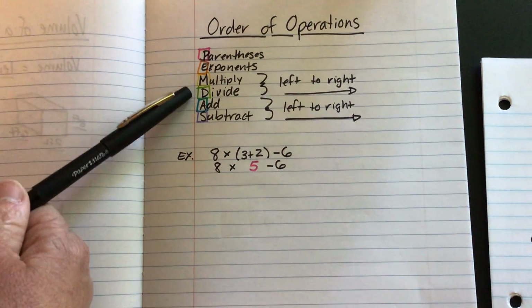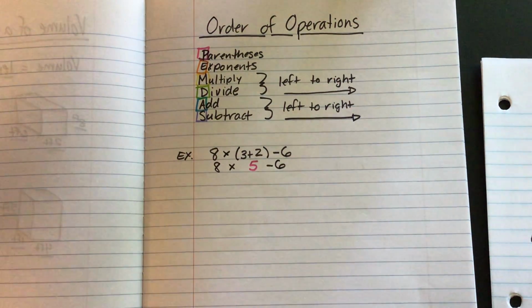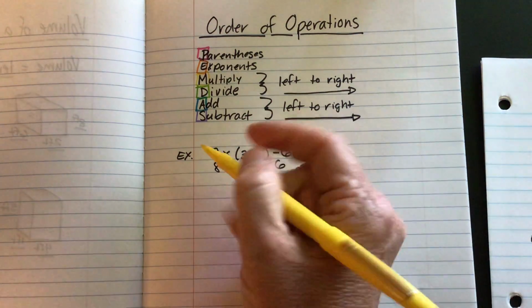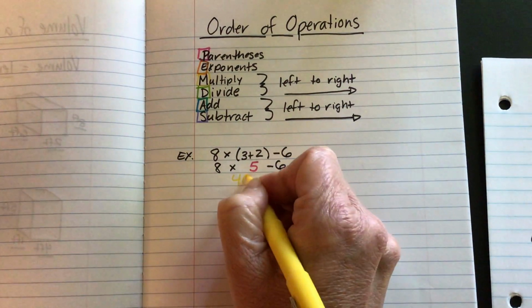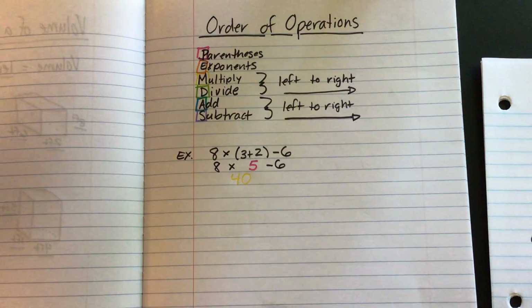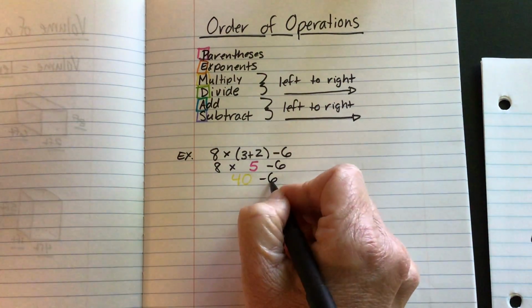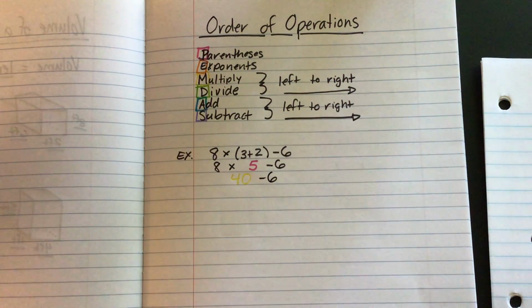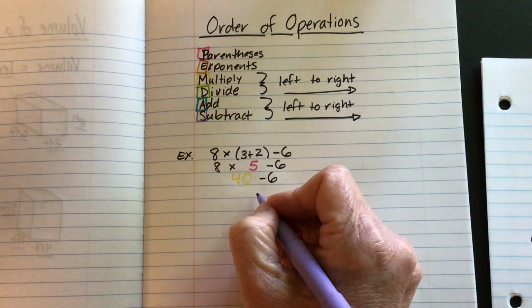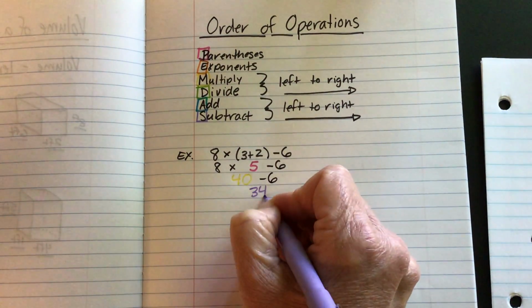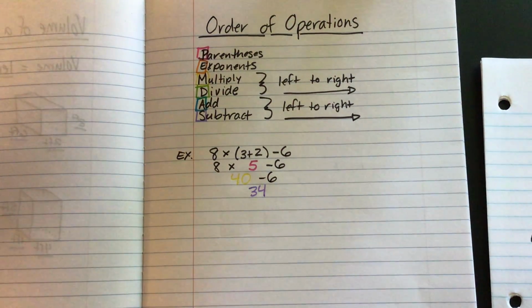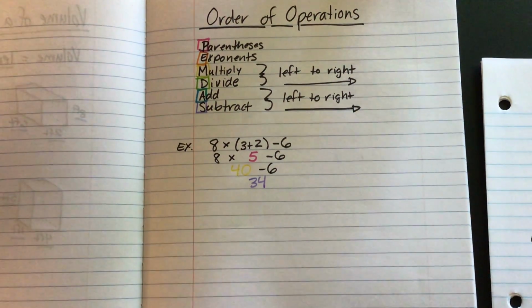According to my order of operations, I have to multiply first. So 8 times 5 is 40. And then you can keep this minus 6 right here, because that is our very last step. We have 40, we're going to take away 6, we'll get 34. And that's it. If you follow the order of operations, you will come to the right solution.